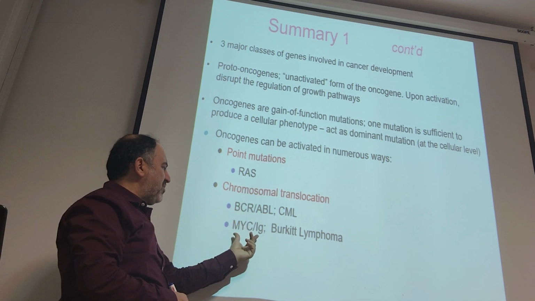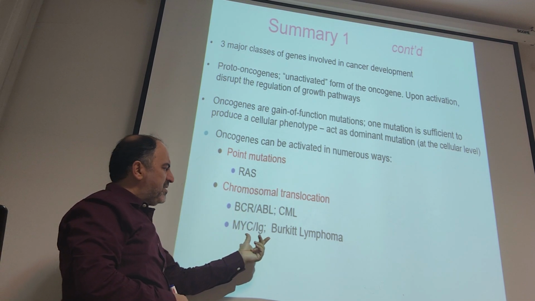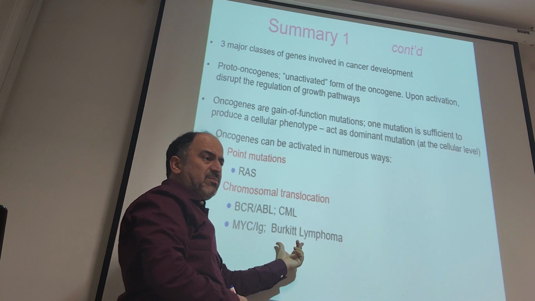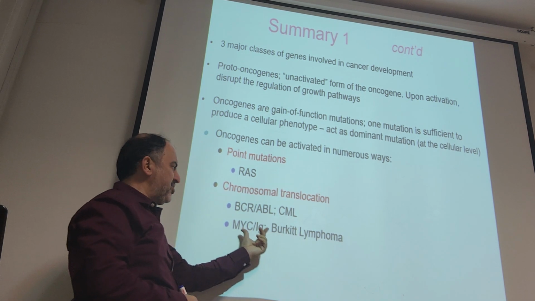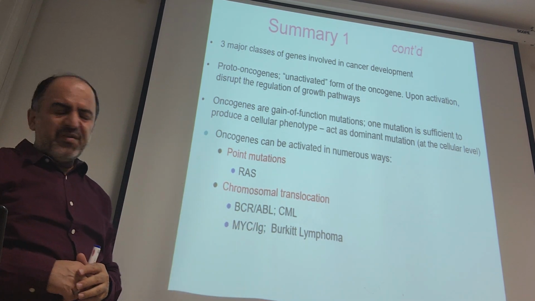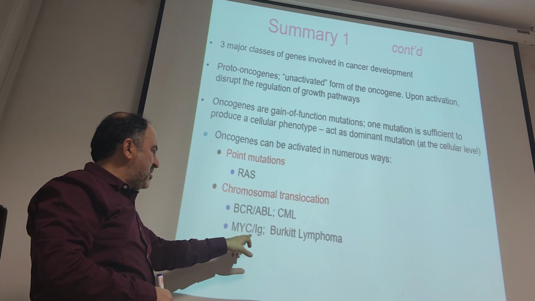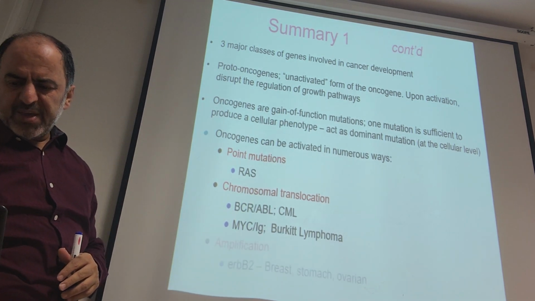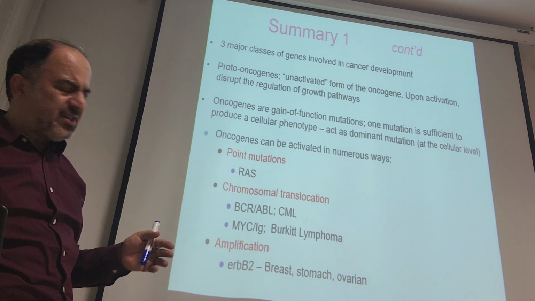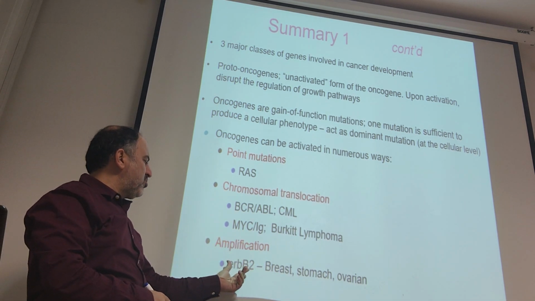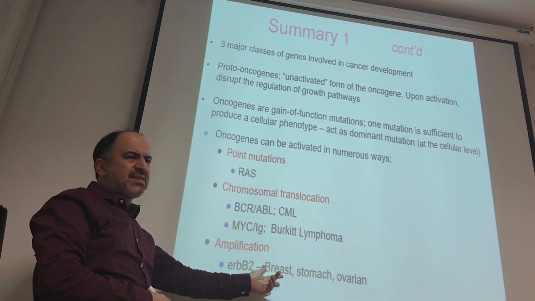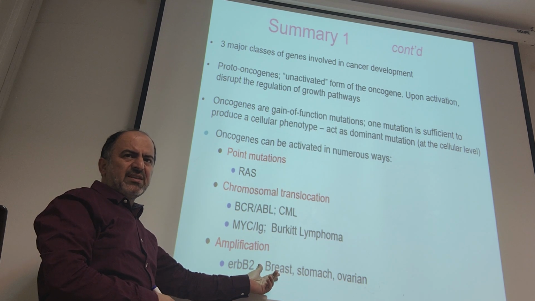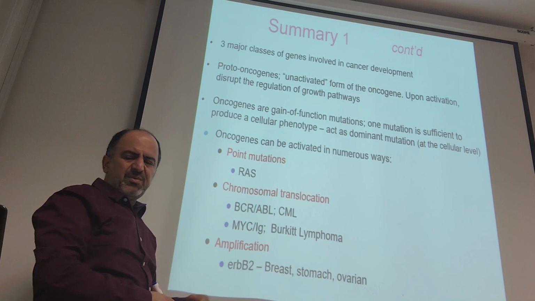Exactly the same as we have for MYC and immunoglobulin, resulting in Burkitt lymphoma, which is much more common in Africa than in Asia. This gene, when placed behind immunoglobulin, results in Burkitt lymphoma. Again, fusion gene. Also ERBB2 amplification, resulting in breast cancer. And we do have a drug for that, Herceptin would be a very good one.